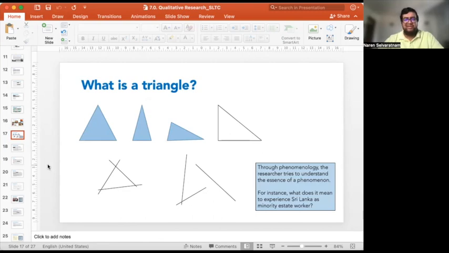So I try to understand the problem. My essence here is the estate worker, and the estate worker can stay in different places. So the minority estate worker could be working on a tea estate, on a rubber estate, or any other type of estate. Maybe it's an estate where you don't have any plantation or anything, but could be a holiday home or a factory or anything like that. So you have to change this little by little for you to understand the core of the issue.